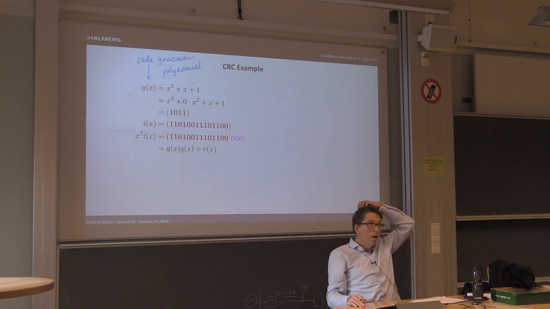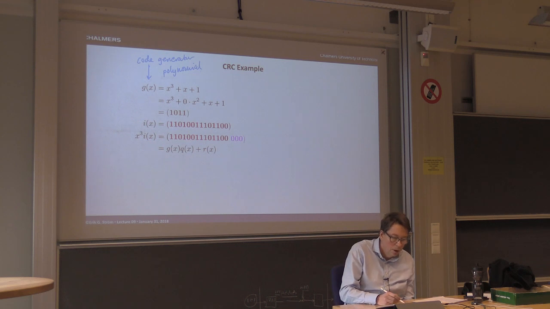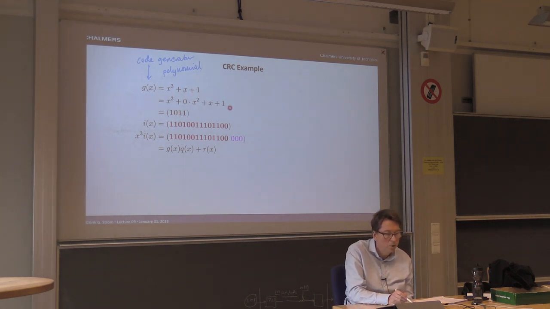Okay, so we have a code, CRC, which is specified by this generator. So we have different CRCs, different flavors, and all of them have different generator polynomials. But in this example, we have a very simple generator polynomial. It's x^3 plus x plus 1, or if we write it out with the missing power of 2 here, it's x^3 plus 0 times x^2 plus x plus 1. So in binary, it would be 1, 0, 1, 1.